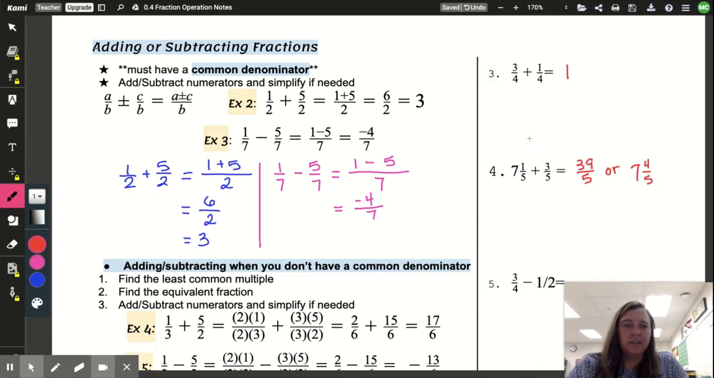Okay, welcome back. On number 3, when you add those, you end up with 4 over 4, which reduces to just 1. On number 4, you have to change this mixed number into a fraction in order to add these two together. They do have the same denominator already, but you do have to make this an improper fraction. So this is 36 over 5. And when you add 3 over 5 to that, you get 39 over 5. You can also then change this back into a mixed number, so that would be 7 4/5 if you were interested.